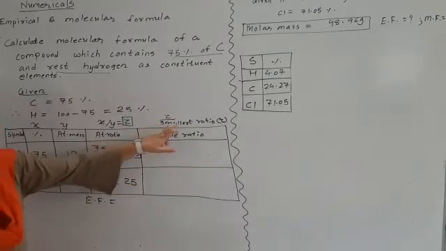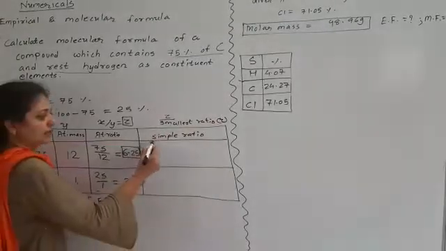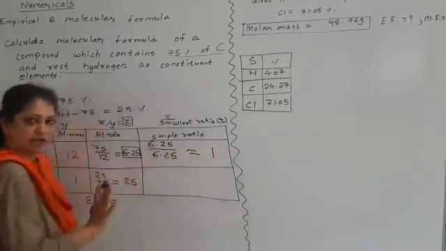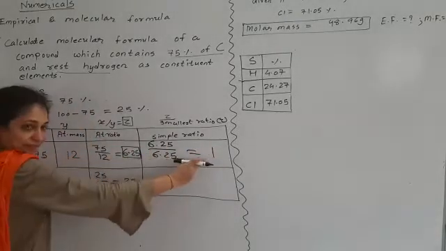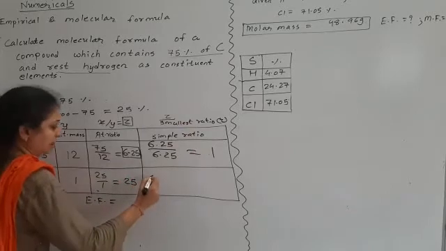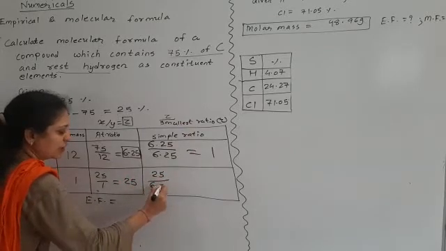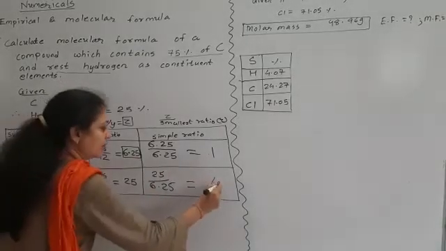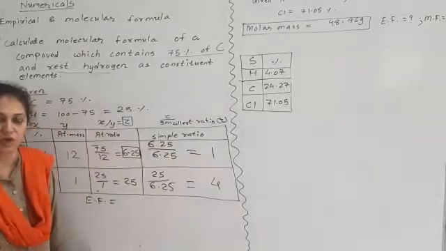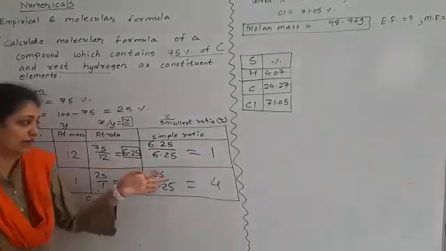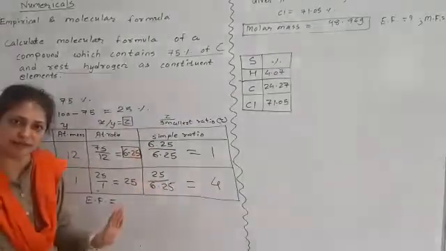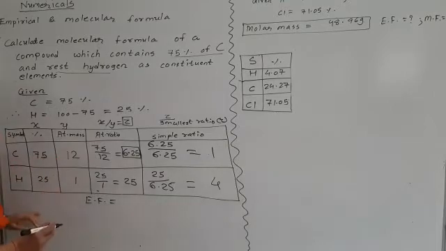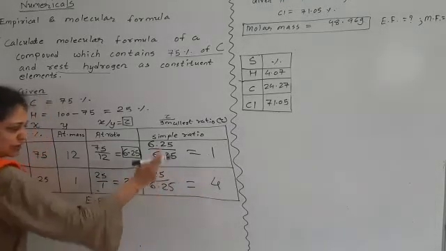So z divided by the smallest z: 6.25 upon 6.25 is equal to 1. So it contains 1 carbon, simple ratio. Next is 25 upon 6.25. The answer will come out to be 4. You can't use a calculator. You can directly use maths concepts to do all these calculations because a calculator is not allowed in board exams. So please practice on your own. That means this contains 4 hydrogen, simple ratio.